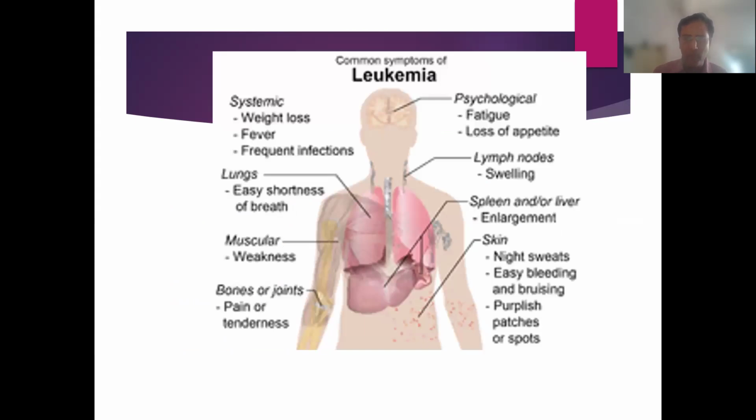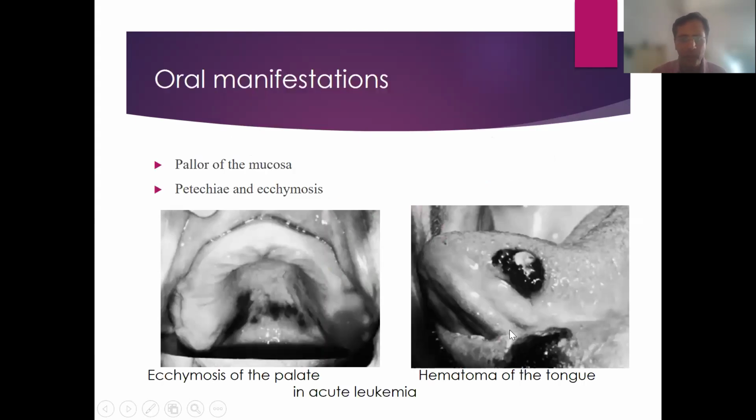Common symptoms overall include weight loss, fever, frequent infection, shortness of breath, weakness, pain, fatigue, loss of appetite, swelling, enlargement, night sweats, and purplish patches. What is the oral manifestation? Pallor of mucosa, fatigue, ecchymosis. We will see ecchymosis and hematoma of the tongue. We are finding this.